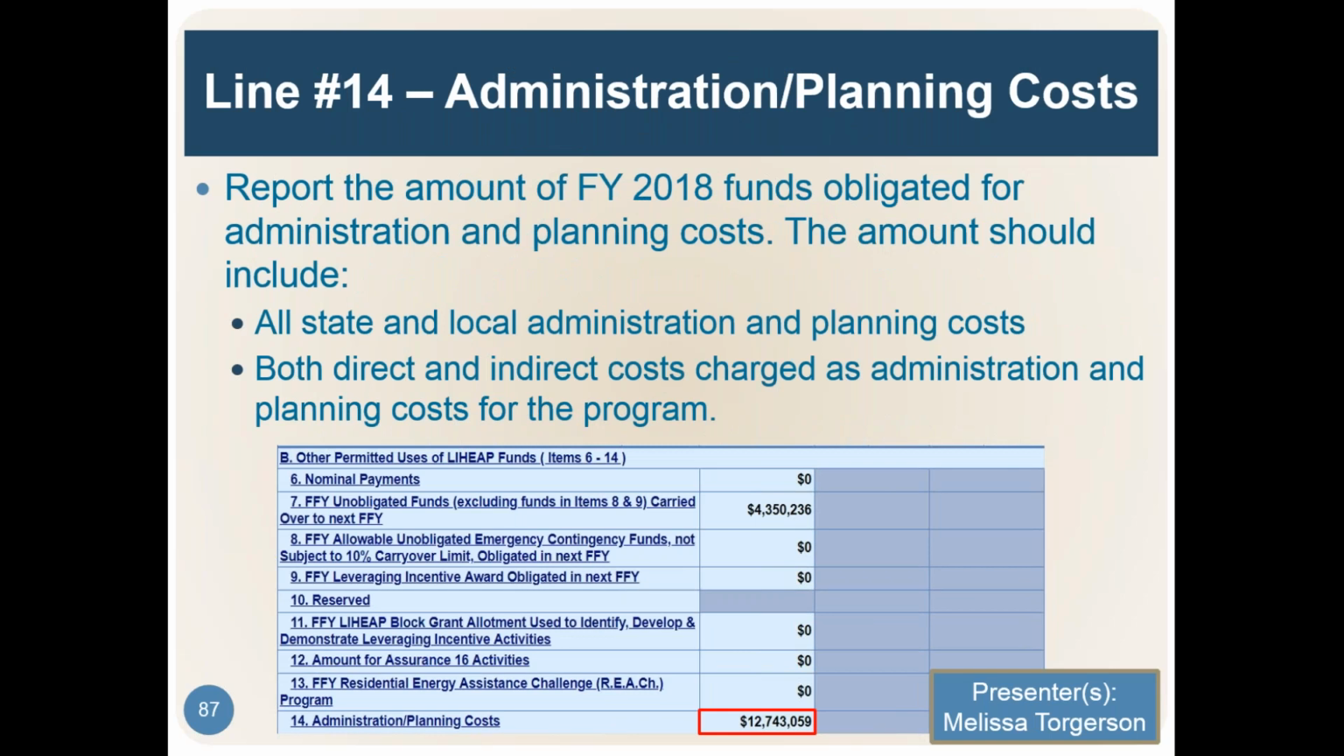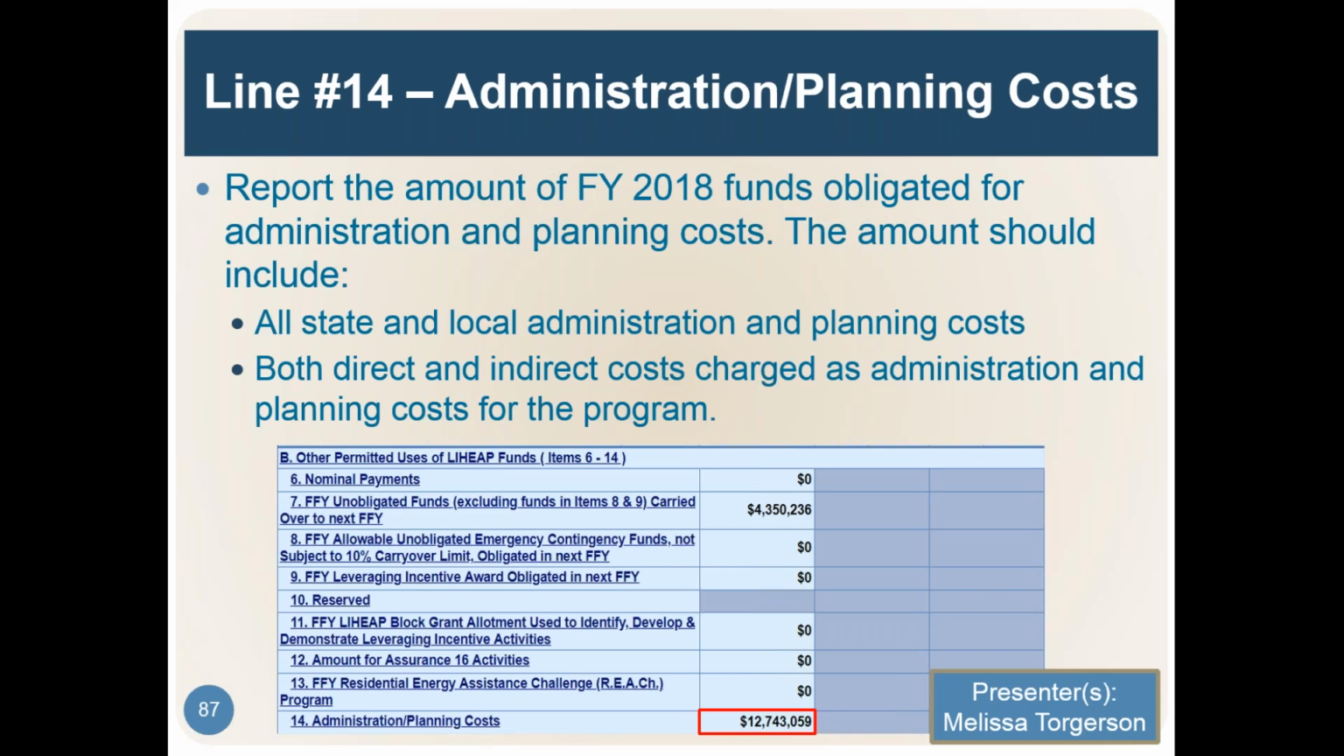So we talked about administration and planning costs here. We keep saying to exclude it, and now is its shining moment. Line 14 is where you get to report this, and this should include all state and local administration and planning costs, and it should include both direct and indirect costs charged as administration and planning costs for the program.